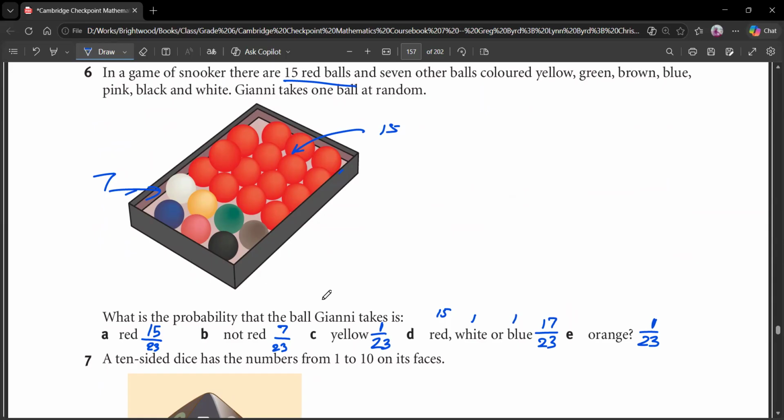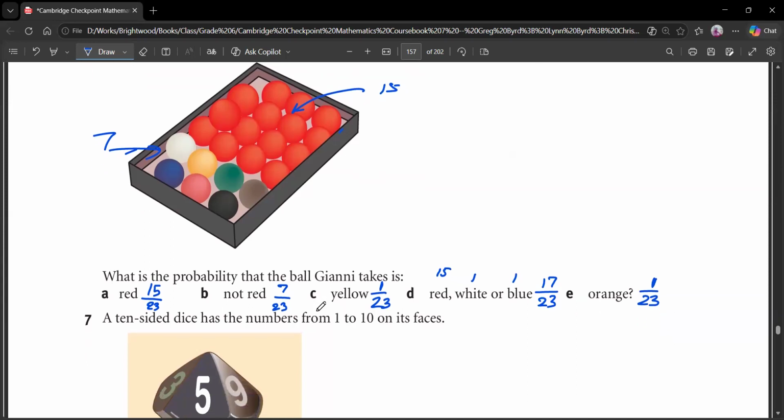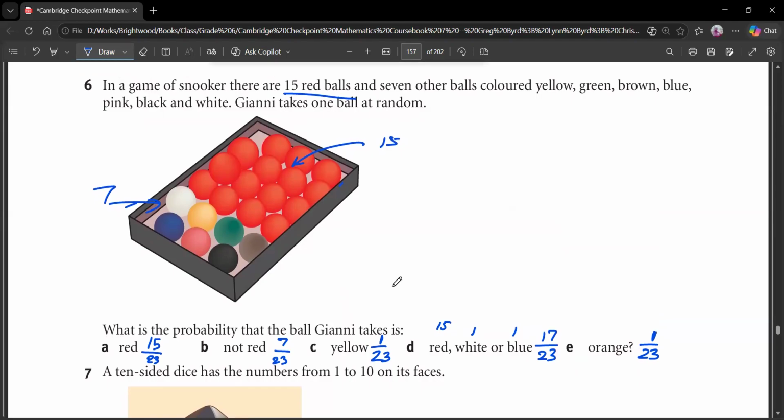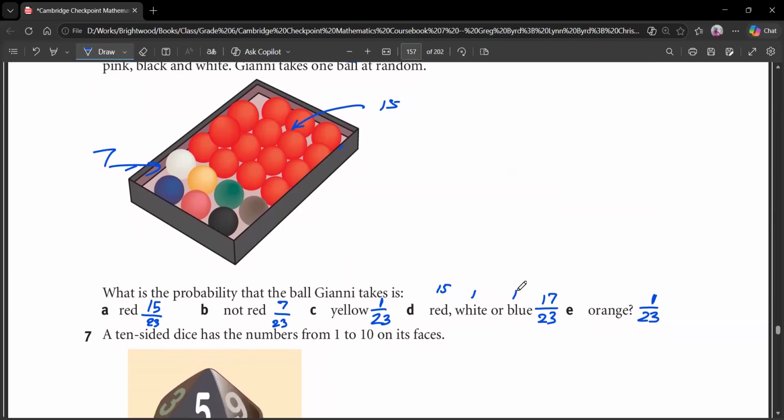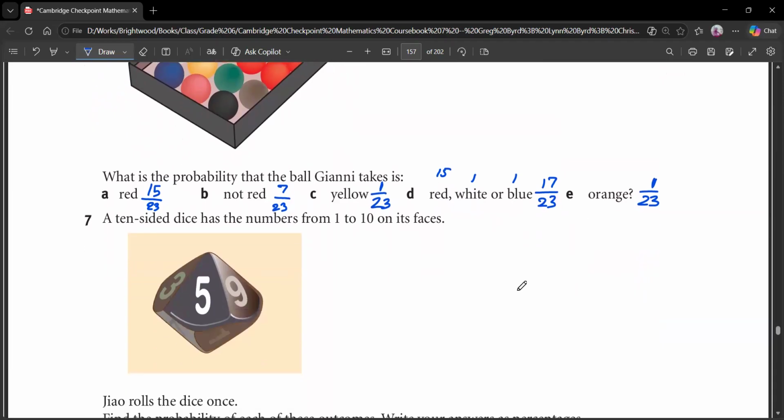Like that you can work it out. Red, 15 out of 23. Not red, 7 out of 23. Yellow, 1 out of 23. Red, white, blue, altogether 17 out of 23. Orange, 1 out of 23. Like that you can measure it.